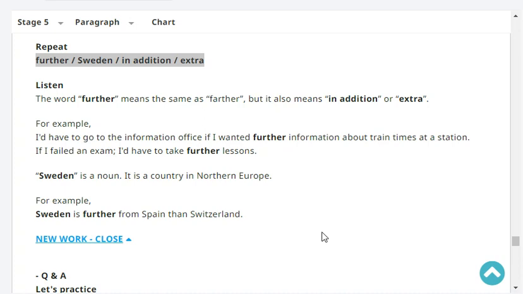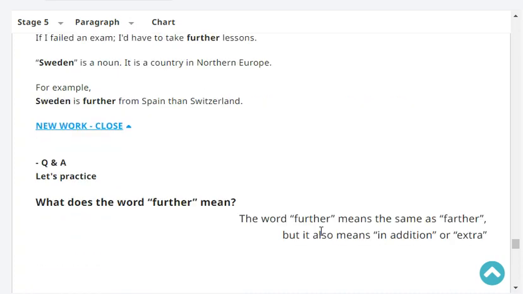Sweden is a noun. It is a country in Northern Europe. For example, Sweden is further from Spain than Switzerland.